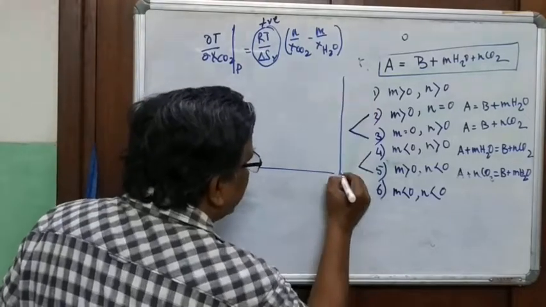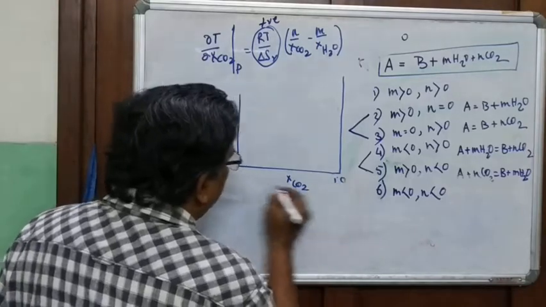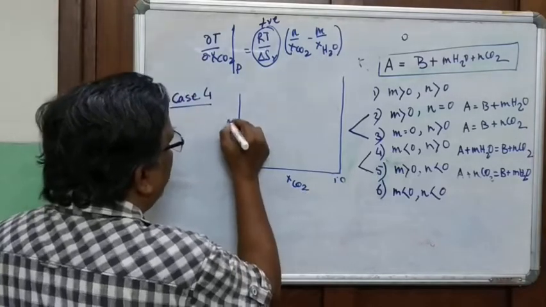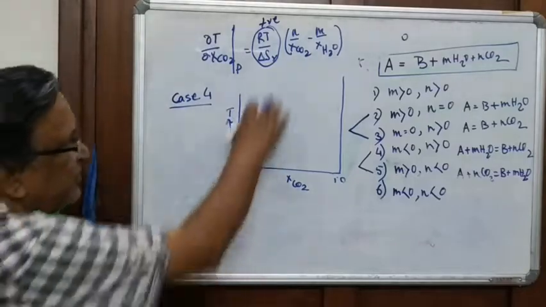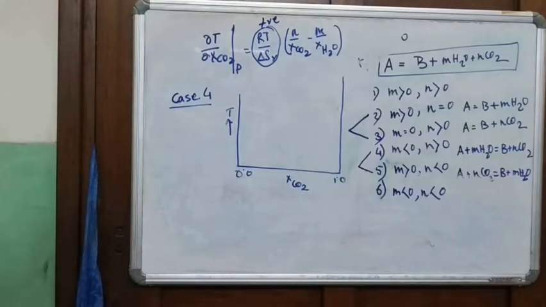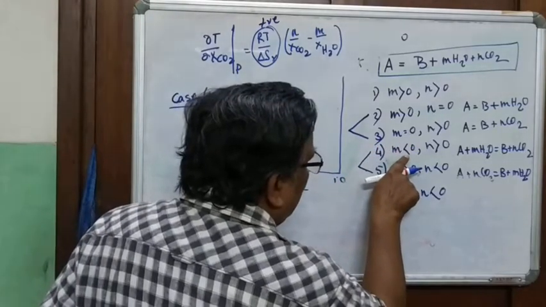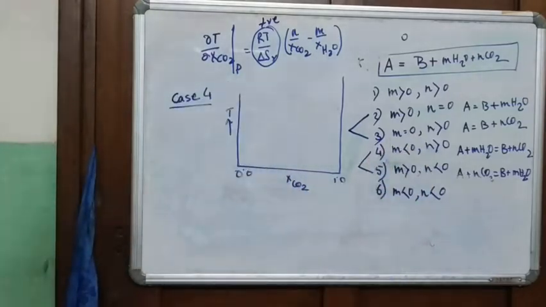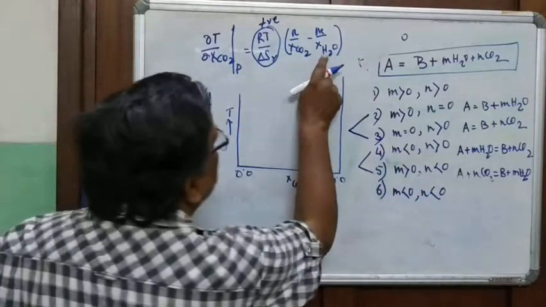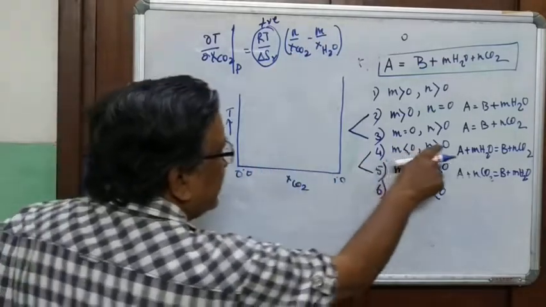Temperature, pressure, you remember pressure is constant. xCO2 is equal to 1.0, xCO2 is 0.0, and this is temperature increasing. Temperature increasing means increasing metamorphic grade. So now let's see here what happens. Now you see, here, for cases 4 and 5, m is less than 0 and n is greater than 0.